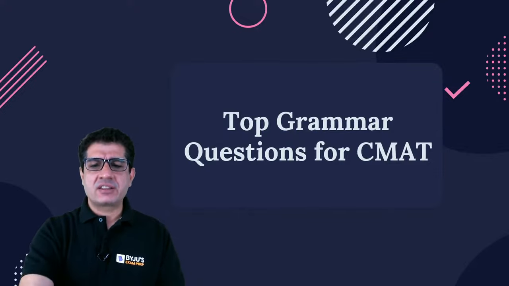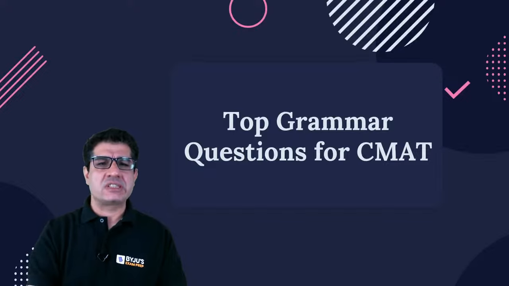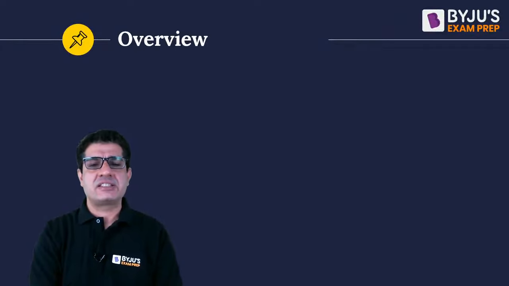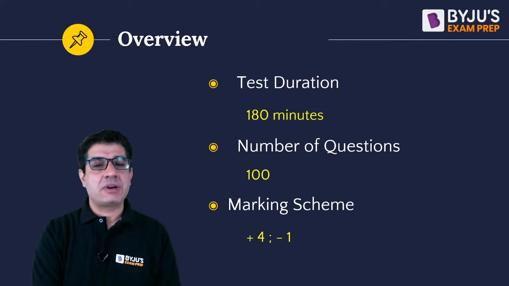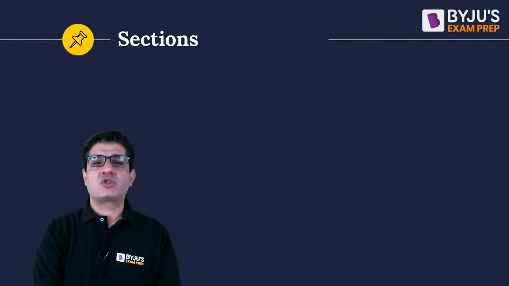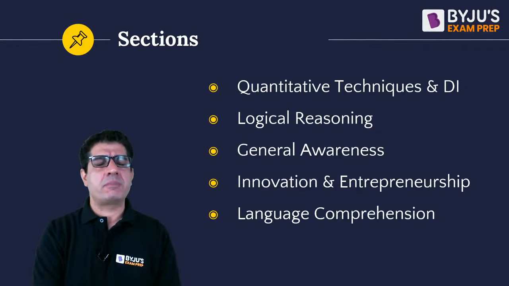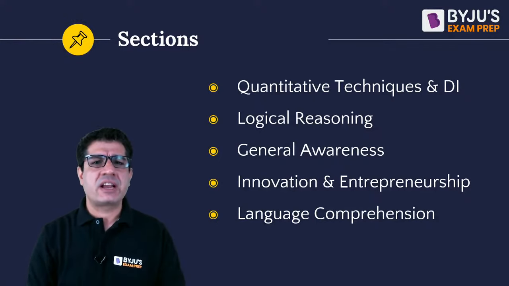So before we start the session, before I take you to the grammar questions, let's have a quick look at what kind of things we get in the CMAT exam. It's a 180-minute exam that happens to have 100 questions, +4 and -1 is the marking scheme. During this exam, they expect us to go through 5 sections, where one of them, innovation and entrepreneurship, happens to be a new section. I mean, it was there last year, but last year it was optional. This year it is no longer optional, and I'm sure you are attending Srinivas's sessions and are benefiting immensely when it comes to innovation and entrepreneurship, right?